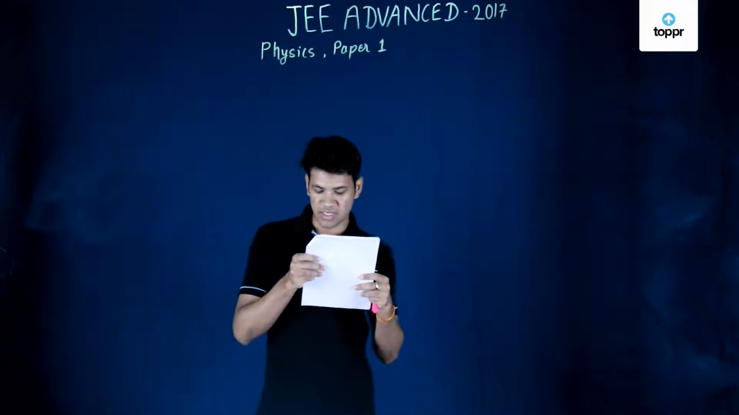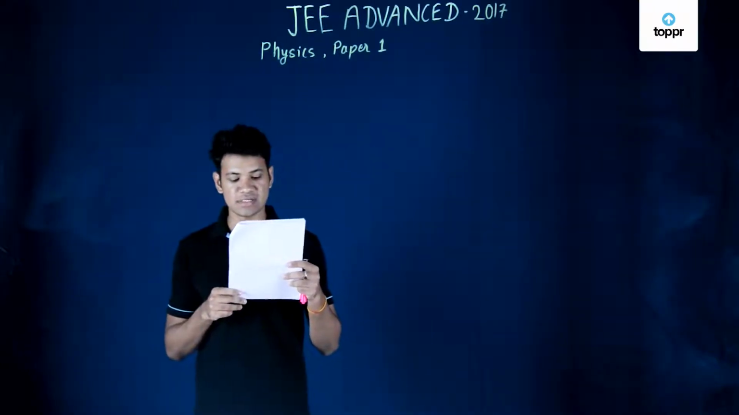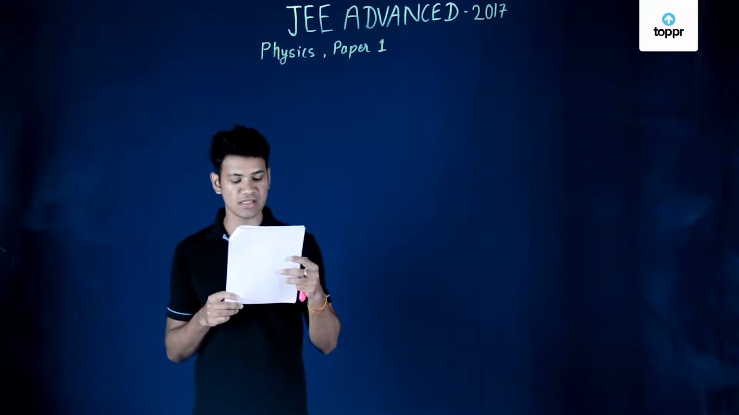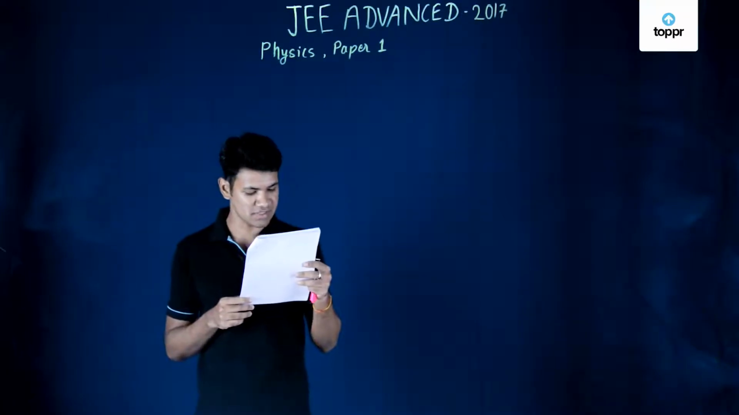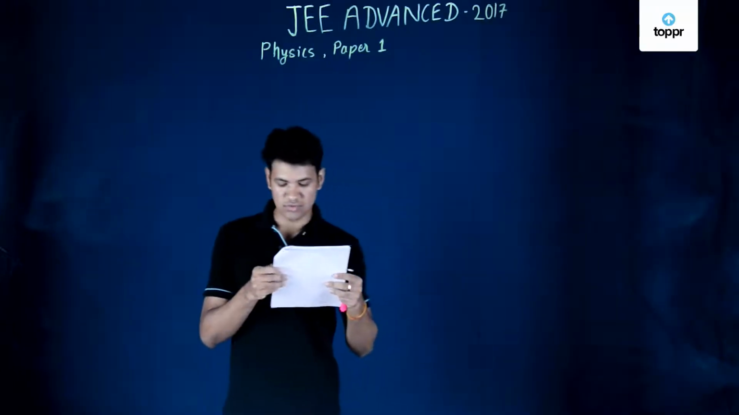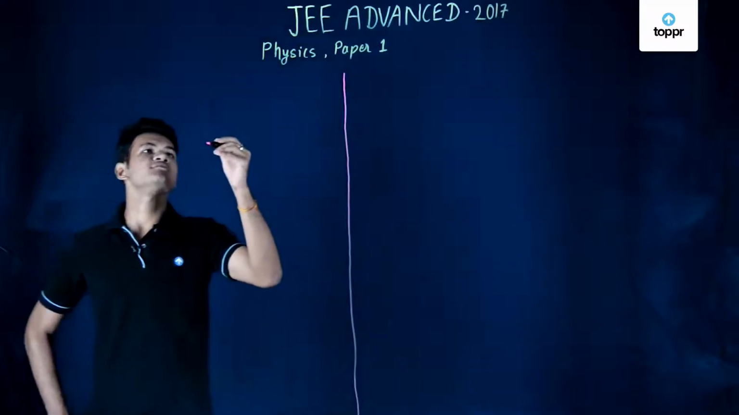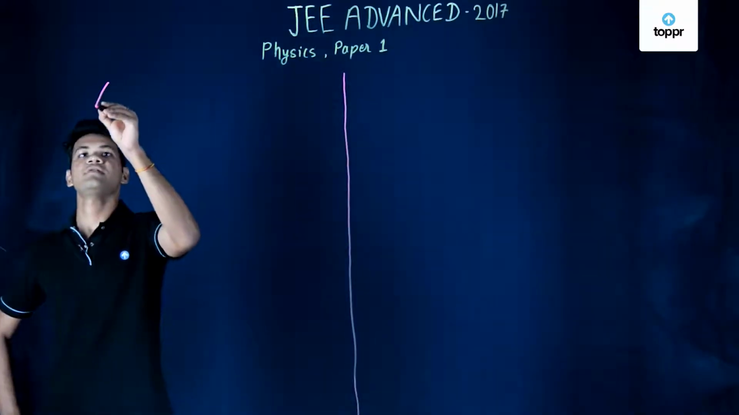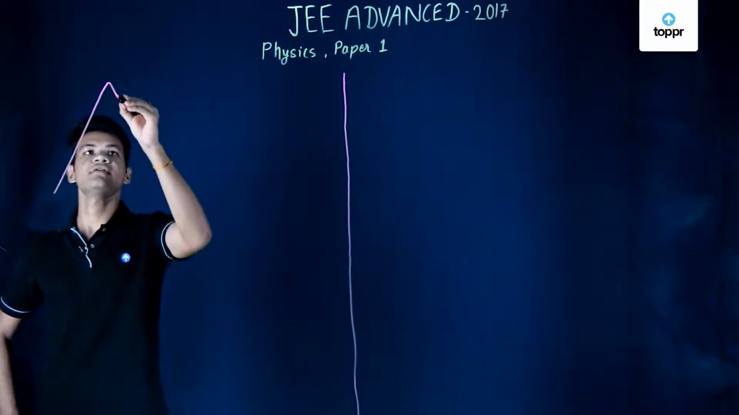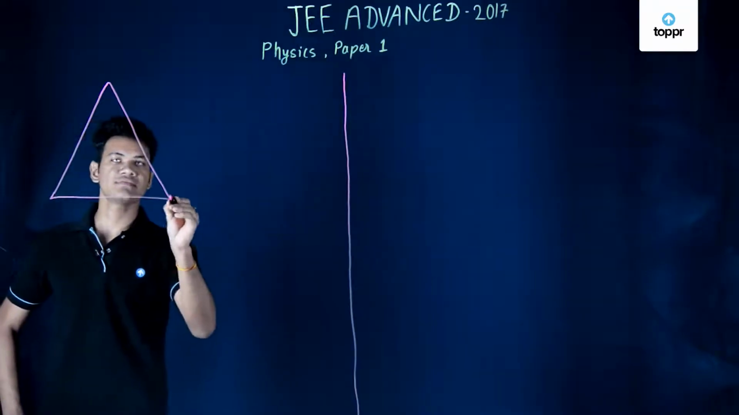Now option A says that at minimum deviation, the incident angle I1 and the refracting angle R1 at the first refracting surface are related by R1 is equal to I1 by 2. So we'll go option by option. Now we've been given a prism of apex angle A and refractive index mu. So let us draw the diagram.